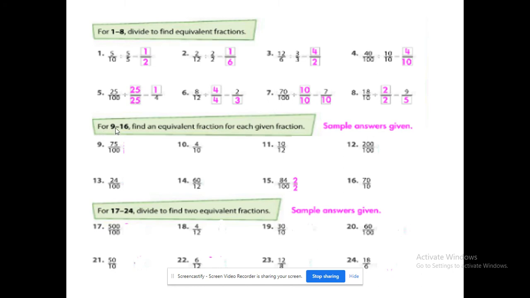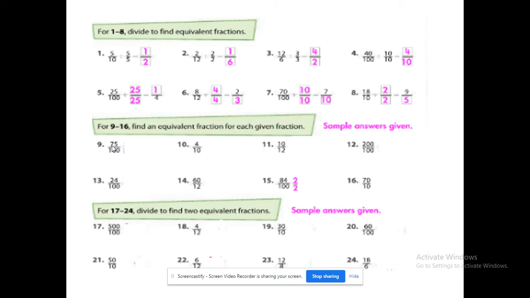Now, for 9 till 16, find an equivalent fraction for each given factor. Here you can think about any number you want to use while you are dividing the numbers. But I will give you sample answers.